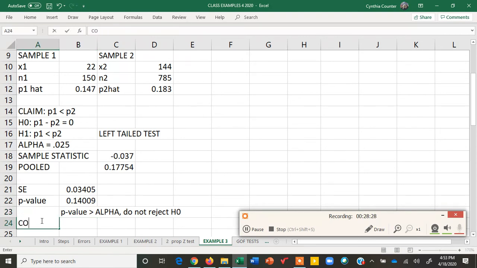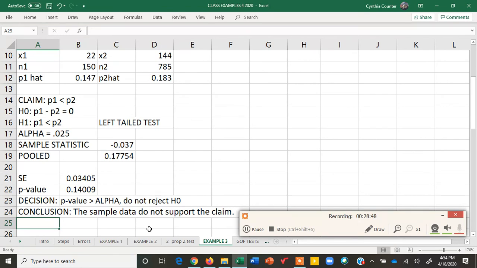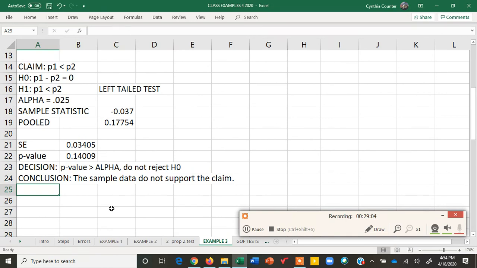And therefore, the conclusion, if we didn't reject the null, we didn't support the alternative, and the alternative is the claim, so we didn't support the claim. So the sample data do not support the claim. All right? The sample data do not support the claim. Okay, that is a two-tailed test. If the sample data did not support the claim, I'm going to talk about this just slightly more.